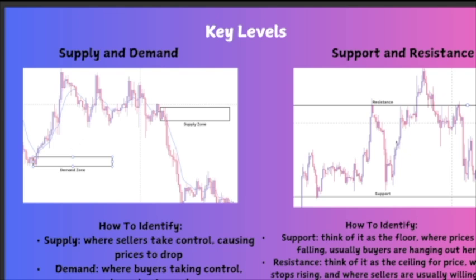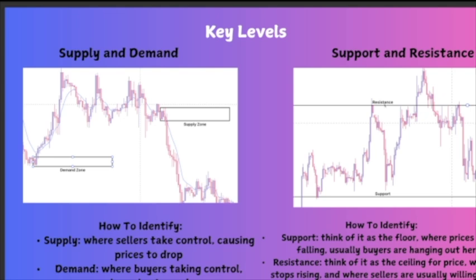Now for our support and resistance, we are going to identify them as the floor and the ceiling. So think of support as the floor, pretty much where price stops falling. Usually our buyers are hanging out here. I don't know if you guys have ever heard buy low, sell high. That's kind of how traders think in terms of support and resistance. So right here, if we were entering a trade, we would very likely buy here and sell up here, but we would need other confluences to confirm our entries and exits.